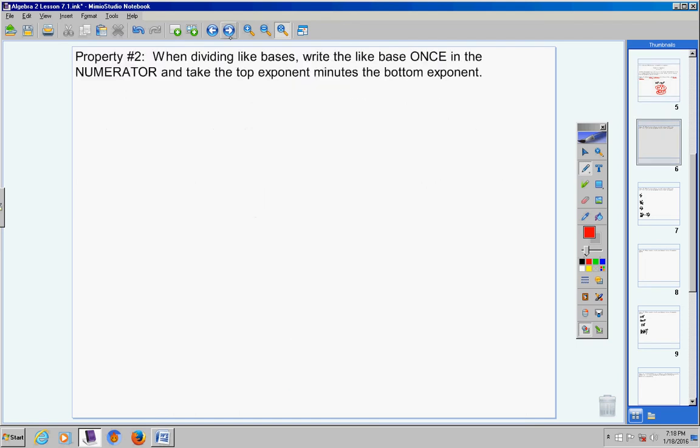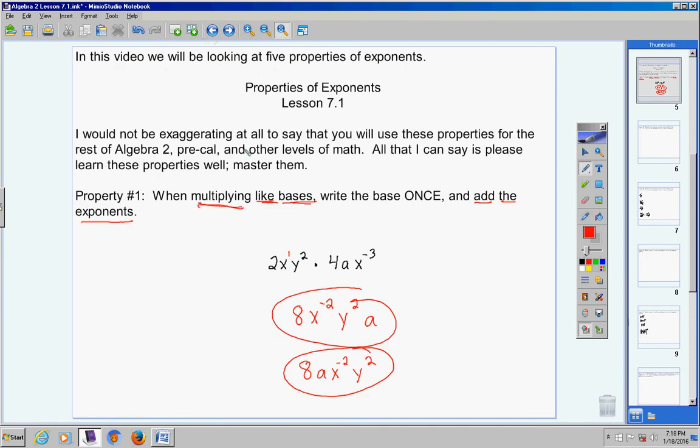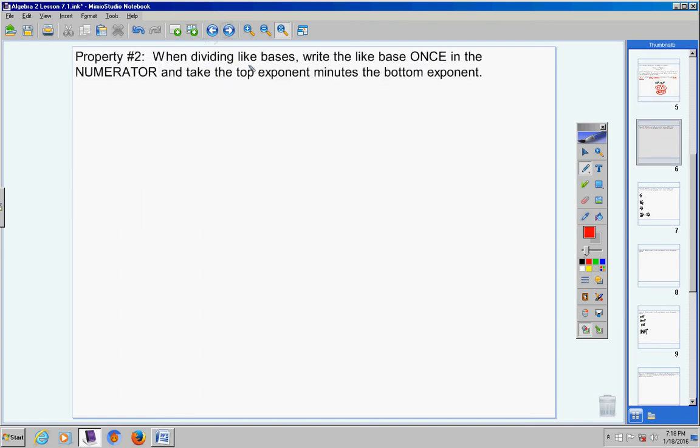Moving on to property number 2. Please copy this down. When dividing, so now we're switching gears. The last property was multiplying. Now it's dividing. When dividing like bases, write the like base once. Where? In the numerator. And take the top exponent minus the bottom exponent. When dividing like bases, write the like base once. Where? In the numerator. And take the top exponent minus the bottom exponent.